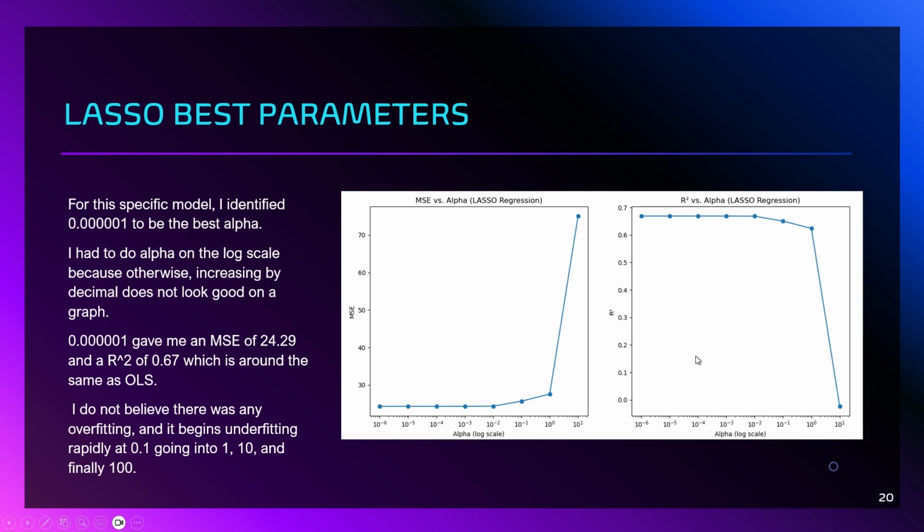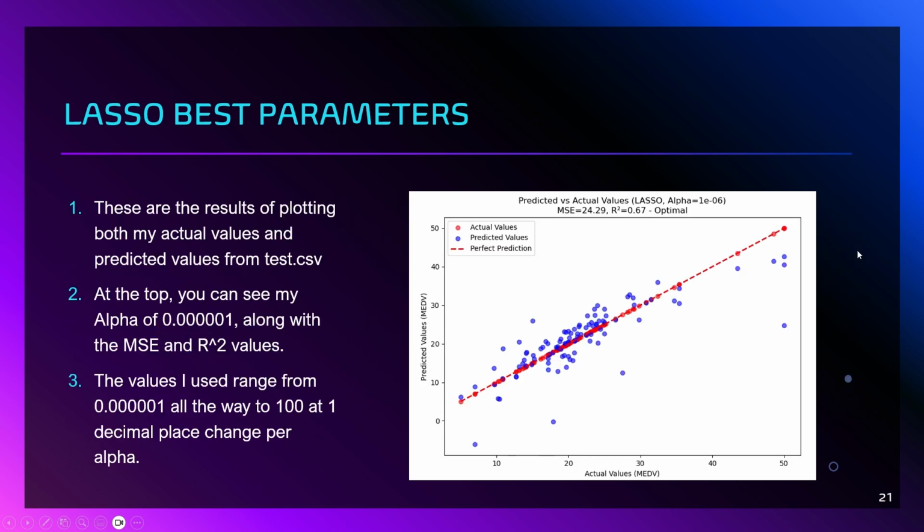0.00001 gave me a mean squared error of 24.29, and R squared of 0.67, which is about the same as OLS. And like I said, I do not believe there was any overfitting, and it rapidly begins underfitting at 0.1, going into 1, 10, and finally 100. These are the actual results. You can see my alpha up here and the R squared of 0.67.